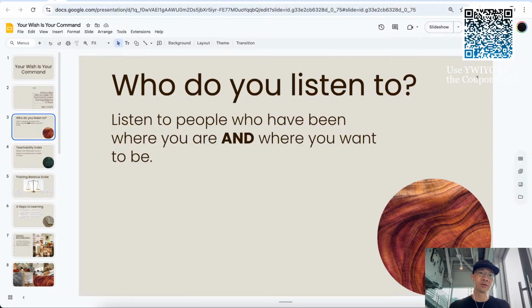Who do you listen to? Learn to listen to people who have been where you are and where you want to be. Have they demonstrated the results? We've been trained to listen to all the wrong people. If people have their certificates, they went through schooling for this, they're the trusted expert, and all of a sudden I just go along with what they say. I don't think for myself. I don't evaluate. And that's why many people go on these endless detours.